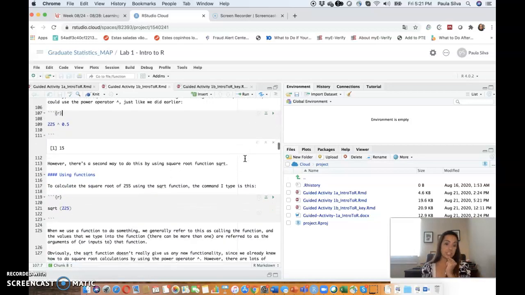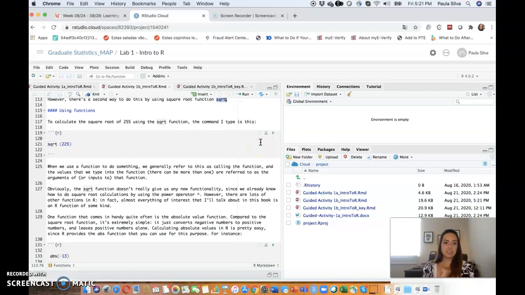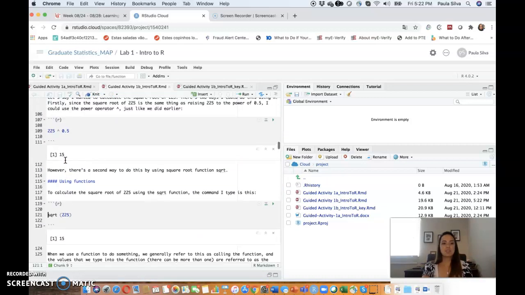By using the square root function, the function sqrt, like that. So let's use the function. To calculate the square root of 225, but it could be any number really, using the square root function, the command I type is sqrt of 225. So you have the function, and remember, all functions receive an input and provide you with an output. So if I run this little piece of code by clicking on the green arrow, I see the output. I provided it with an input, it provides me with an output. See, it's the same as here.